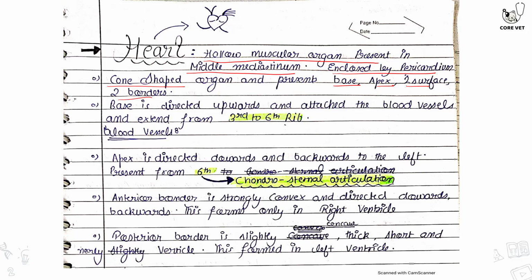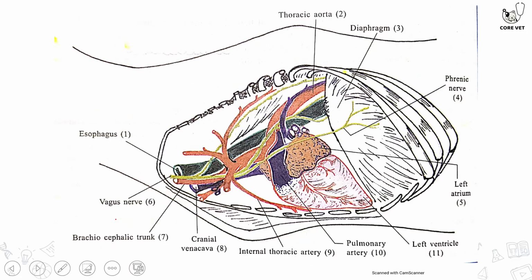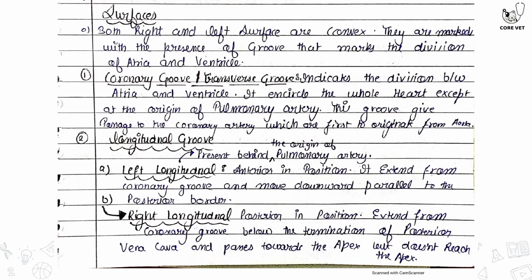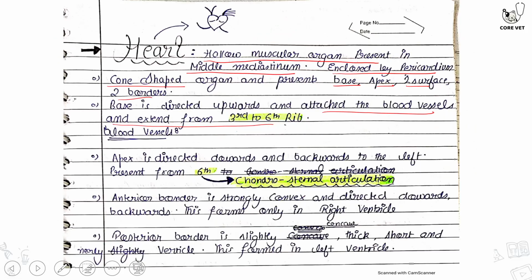So the base is directed upward, attached to the blood vessels, and extends from the third to the sixth rib. Let me discuss this part. You can clearly see this area is the base. It is directed upward, and the level is third to the sixth rib. Now the apex is directed downward, backward, and to the left, present from the sixth rib to the chondrosternal articulation.